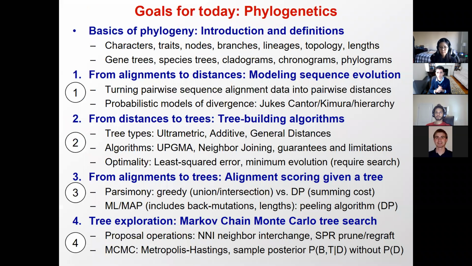Okay, so that's the lecture for today. We talked about the basics of phylogeny and then different ways of building them, from alignments to distances and distances to trees, or from alignments to trees, and this whole tree exploration and Markov chain search.